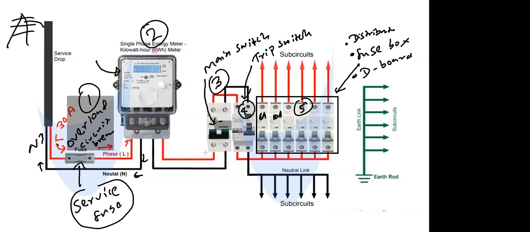So this entire thing is known as what? This entire thing is known as the consumer unit. 3, 4, 5, everything together is called what? Consumer unit. Consumer unit, right? So this is how the components are connected in the house wiring circuit.